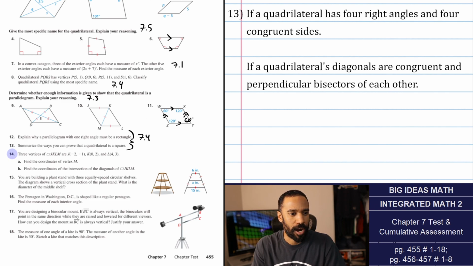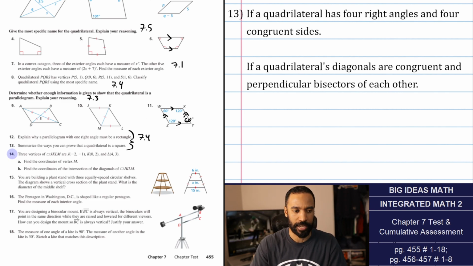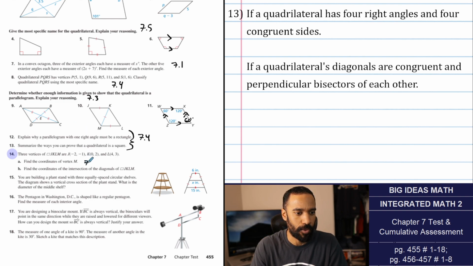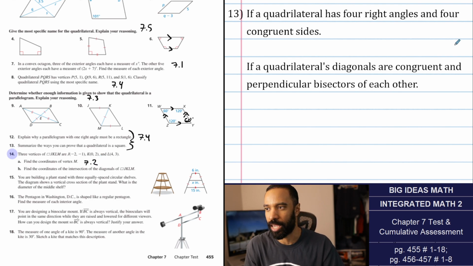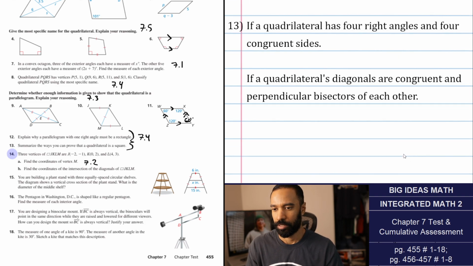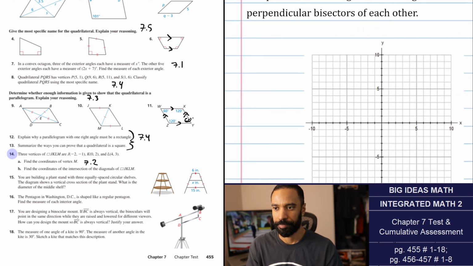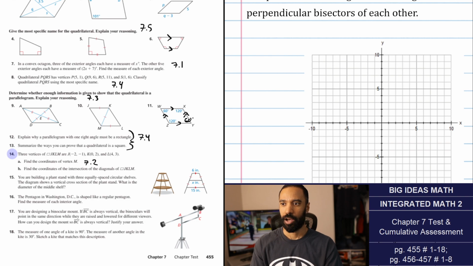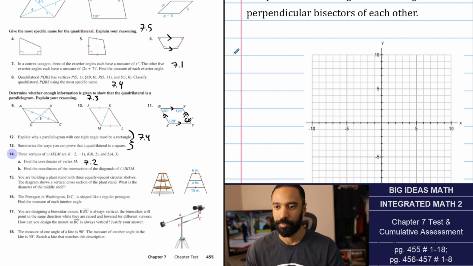3 vertices of a parallelogram. So that sounds like 7-2. 3 vertices of a parallelogram are these. Find the coordinates of M. Find the coordinates of the intersection of the diagonals of JKLM. So, let's get a graph ready. I'll go with my faster approaches, given that I have the graph.